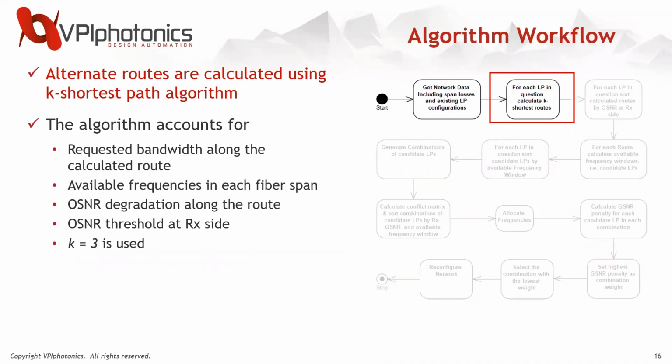The K-shortest path algorithm is then used to find alternate routes that meet the constraints. The route should provide enough frequency slots to accommodate the requested bandwidth. OSNR should not go below the receiver sensitivity plus margin. We use 3 dB here. The search stops when 3 alternate routes are found.